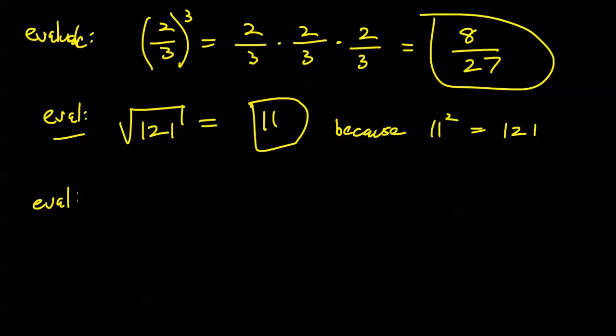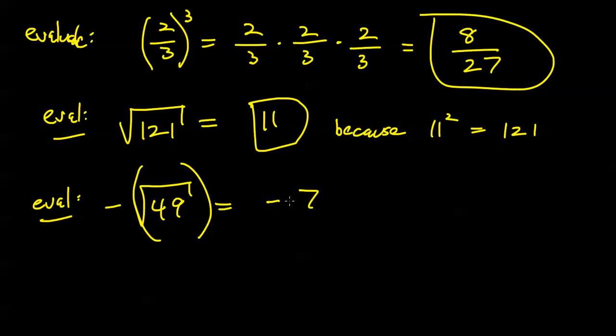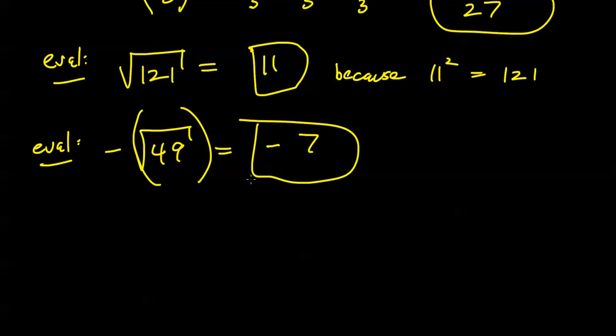How about another root expression? Minus the square root of 49. Now please notice, this negative sign happens outside of the root operation. Right? So I evaluate the square root of 49 first, which is of course 7, and then attach the negative sign on my final answer. So minus root 49 is of course minus 7. Another root.